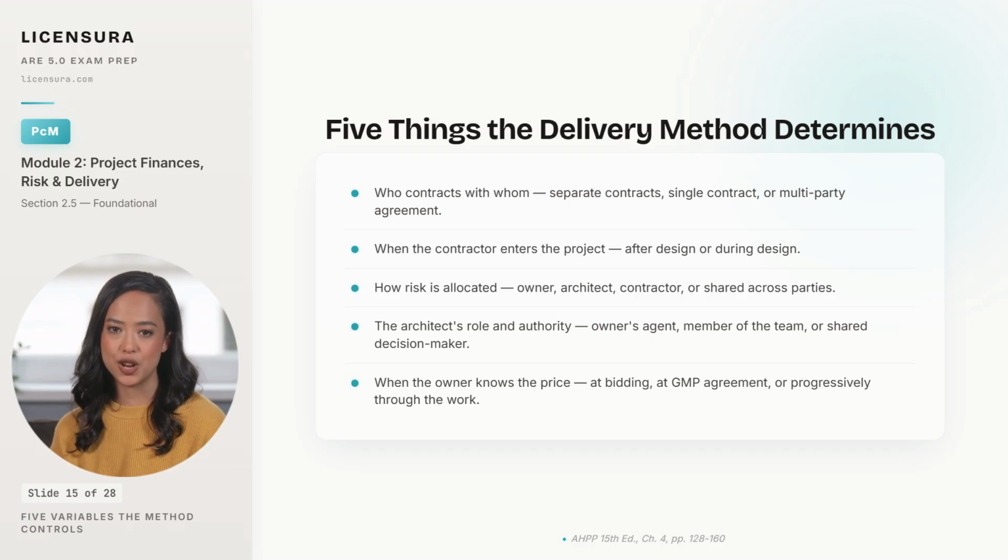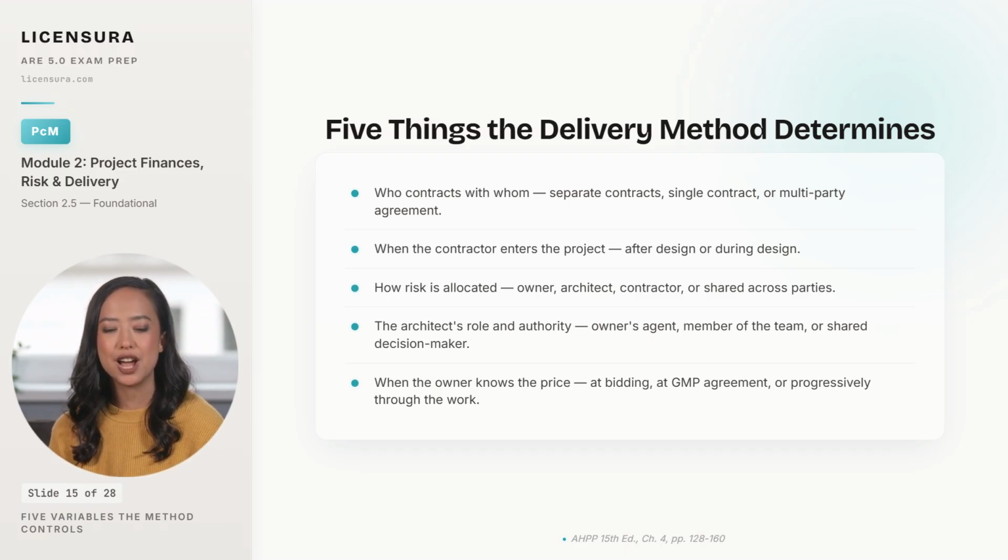The fifth is when the owner knows the price, at bidding, at a guaranteed maximum price agreement, or progressively through the work. Getting any of these wrong sets up the kind of construction administration dispute that ends in a lawsuit. And architects do get sued when the contract structure doesn't match the work being performed.